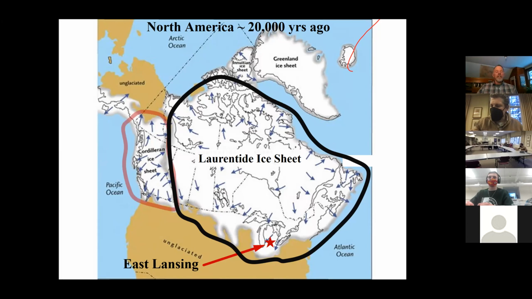Off to the west, this feature out here is referred to as the Cordilleran ice sheet. In other words, the mountain system that developed because of air flowing off of the Pacific Ocean and getting caught up in the alpine ranges of British Columbia and southern Alaska.